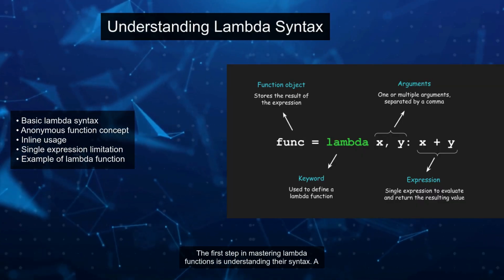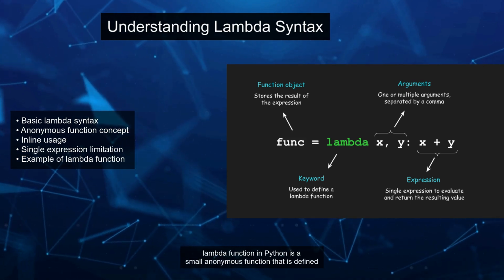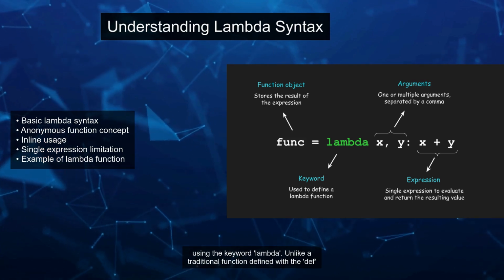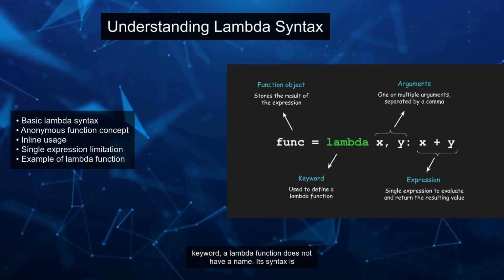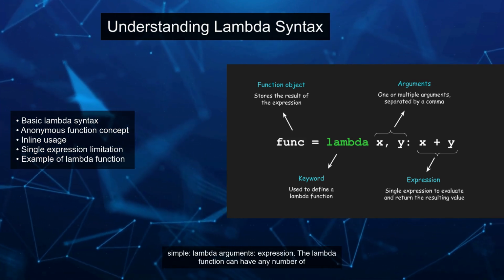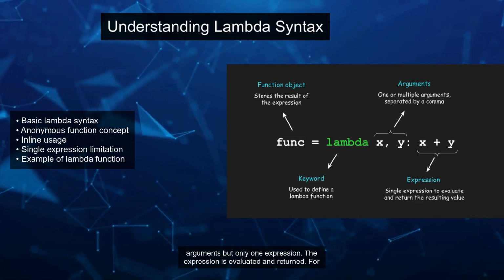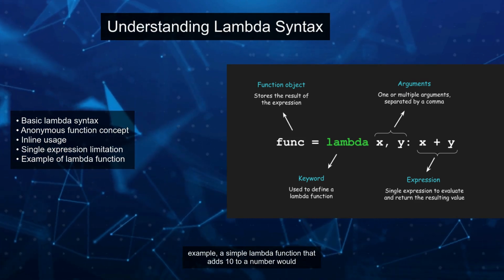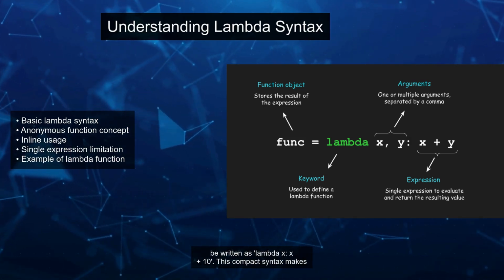The first step in mastering Lambda functions is understanding their syntax. A Lambda function in Python is a small anonymous function that is defined using the keyword lambda. Unlike a traditional function defined with the def keyword, a Lambda function does not have a name. Its syntax is simple: lambda arguments: expression. The Lambda function can have any number of arguments but only one expression. The expression is evaluated and returned. For example, a simple Lambda function that adds 10 to a number would be written as lambda x: x + 10.